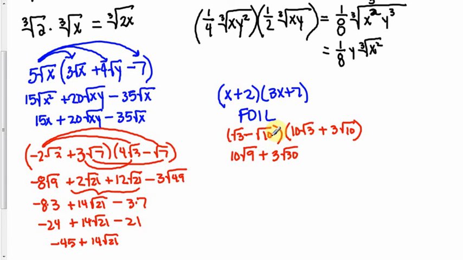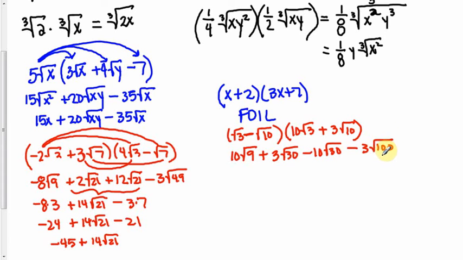The inner, negative root 10 times 10 root 3. Notice I said negative. That is the sign of this term. So you must consider it as you multiply. So negative root 10 times positive 10 root 3 is negative 10 root 30 because 10 times 3 is 30. And then last, negative root 10 times positive 3 root 10 is negative 3 root 100.